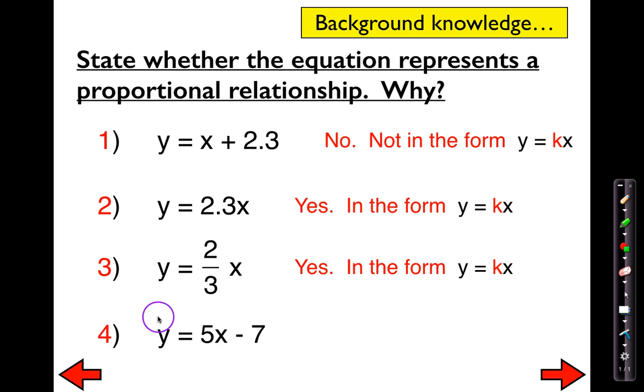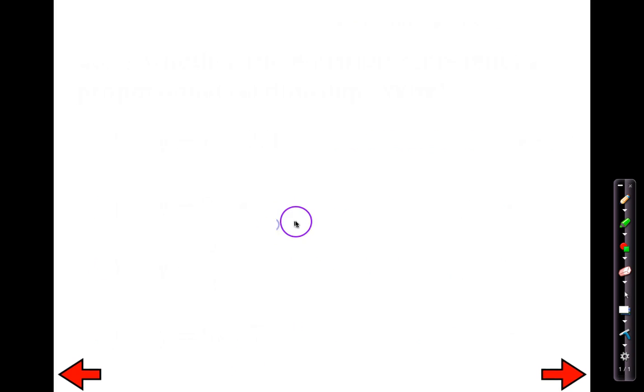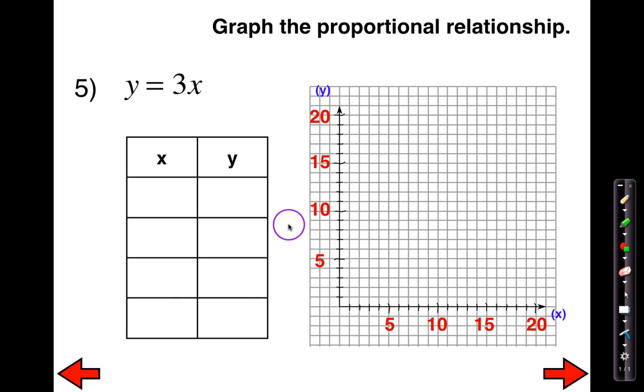And then number 4, I would say this is a no. It's not a proportional relationship. Why? Because it's not in the form of y equals kx, because of this constant. Now, if this constant wasn't there, would it be a proportional relationship? Absolutely yes. So now, we're going to go ahead and move on to graphing. So here it says graph the proportional relationship. Well, since it's a proportional relationship, I know 2 things. My graph should be linear, and it should definitely go through the origin. Okay, so keep that in mind.